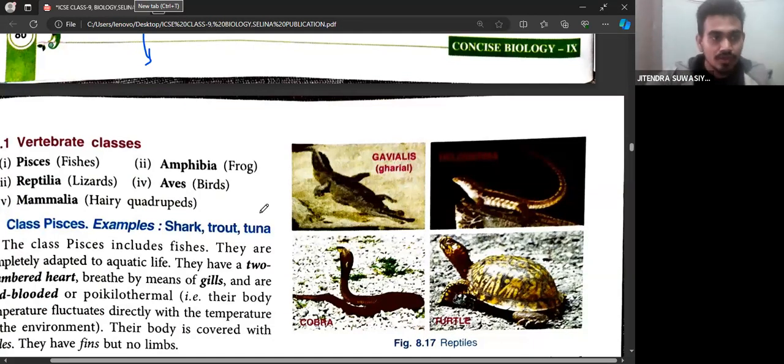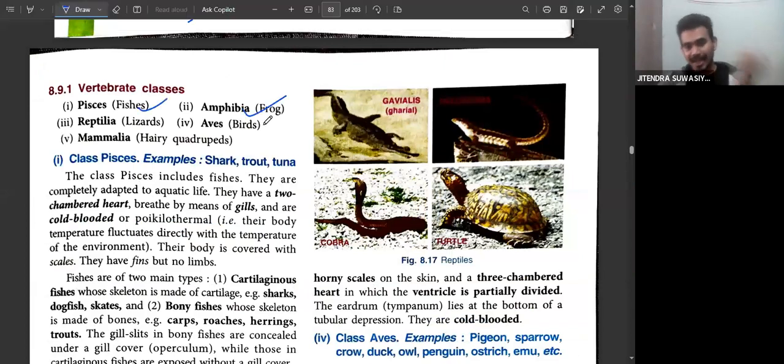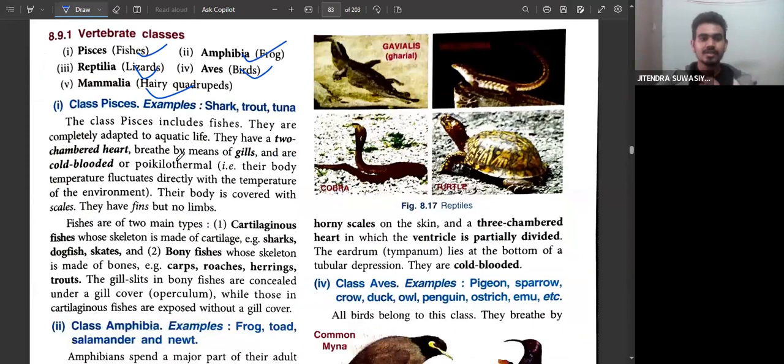Now we are going to discuss the vertebrate classes. In the vertebrate classes, we have fishes, then amphibia, that is frog, the organisms which can live in an aquatic region as well as a terrestrial region. Then we have reptiles, that is lizards, avians, that is birds, and mammalia, that is hairy quadrupeds. Then class, species. I told you that there is a hierarchy: keep cough jess. Remember this, and you will never get problems anywhere in diversity.